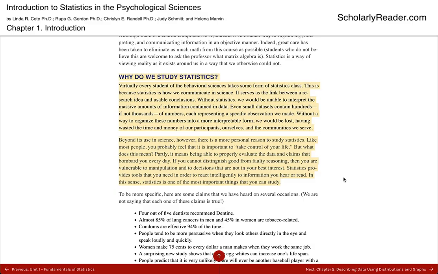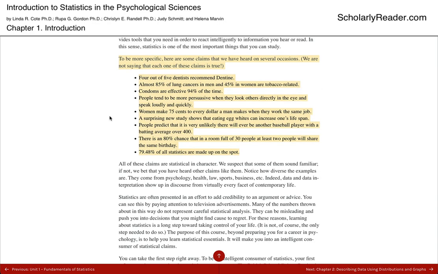But what does this mean? Partly, it means being able to properly evaluate the data and claims that bombard you every day. If you cannot distinguish good from faulty reasoning, then you are vulnerable to manipulation and to decisions that are not in your best interest. Statistics provides tools that you need in order to react intelligently to information you hear and read. In this sense, stats is one of the most important things that you can study.